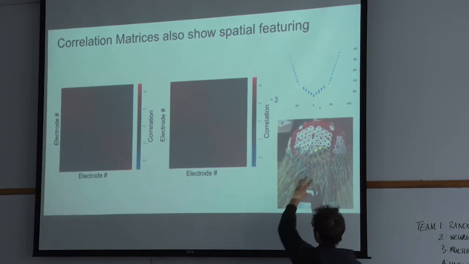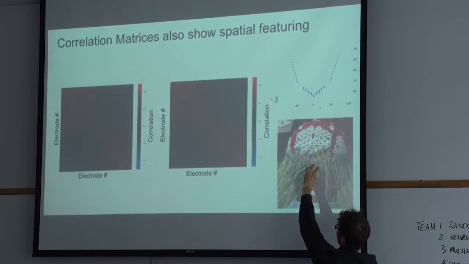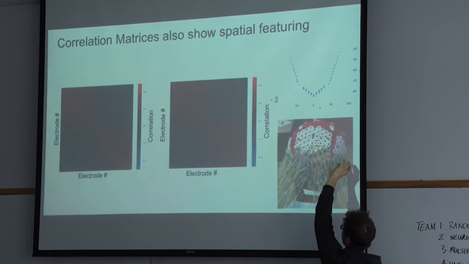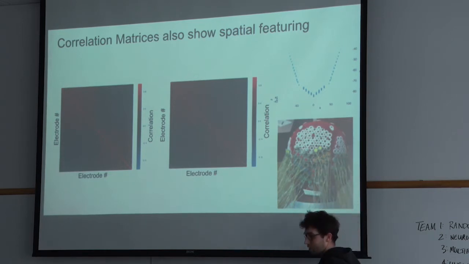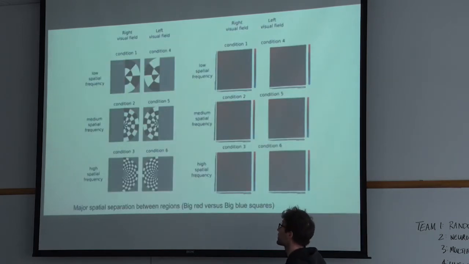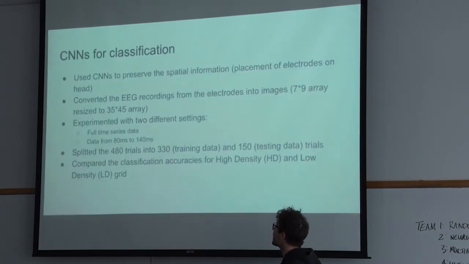The signals coming from here are very highly correlated, and the signals coming from here are very highly correlated. They're not very highly correlated with one another. So again, there's very clear spatial separation. This is, I'm going to skip in the interest of time.